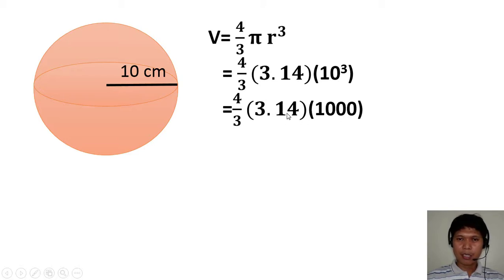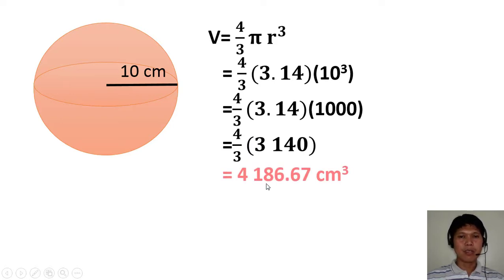Move lang natin ang 2 decimal places, 3 pala. So magiging 3,140 times 4 divided by 3. So magiging 4,186.66667 or 67. Pwede na diretso. Cubic centimeters. So ito yung volume ng basketball na hinahanap natin.